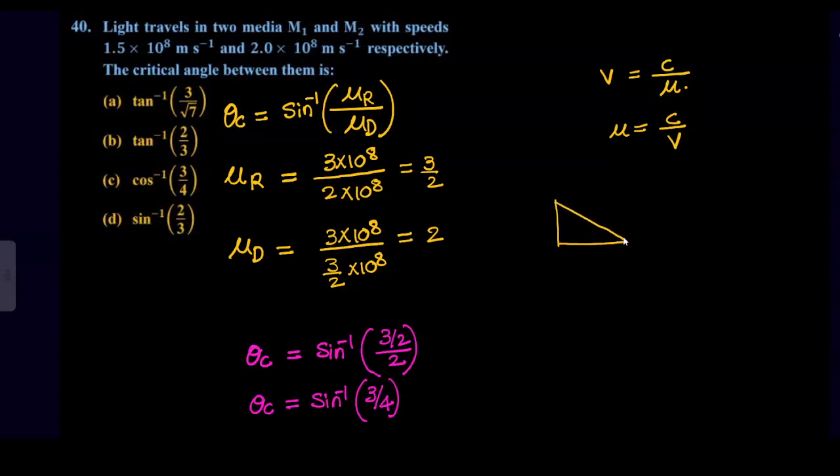Since we got this angle theta c, sine theta c is equal to 3 by 4, opposite by hypotenuse. Then the adjacent side is root of 16 minus 9. So from this, instead of sine, if they give tan theta c, it will come to be 3 by root 7.